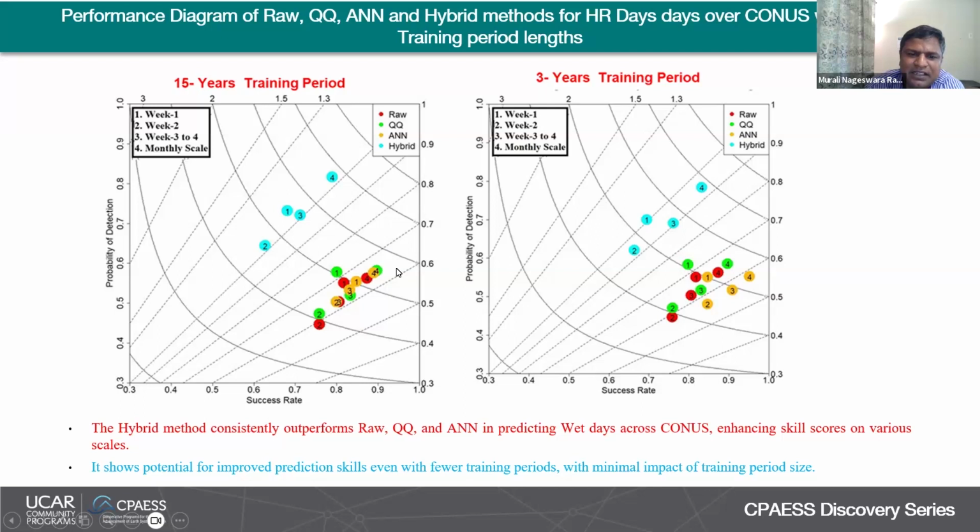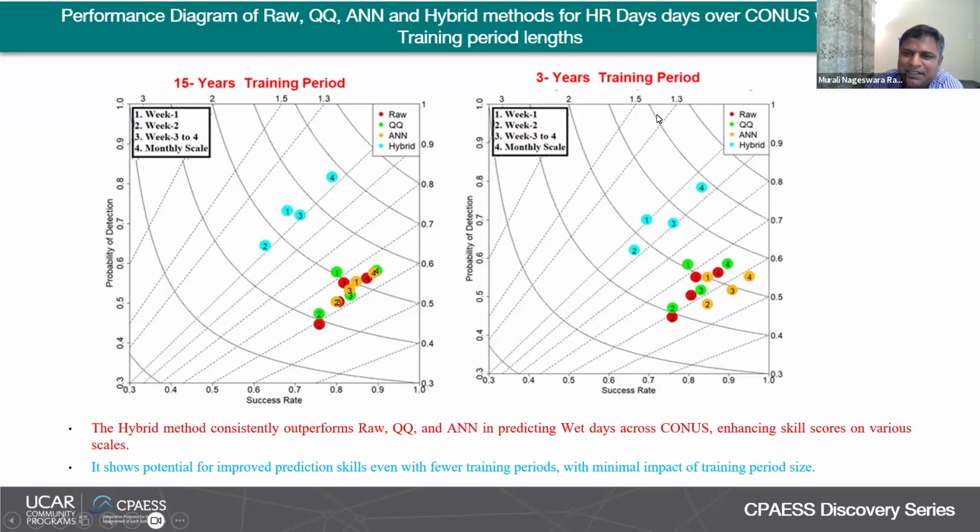But after applying all the Quantile-Mapping and deep learning methods, there is a slight improvement, but not that much. But you can see in the 15 years case, the hybrid method is along the diagonal line, and it is improving all the skill scores. Even hit rate is improved, success rate is also improved, threat score is also improved. A lot of improvement is there for 15 years. But a similar improvement can be observed, though slightly reduced.